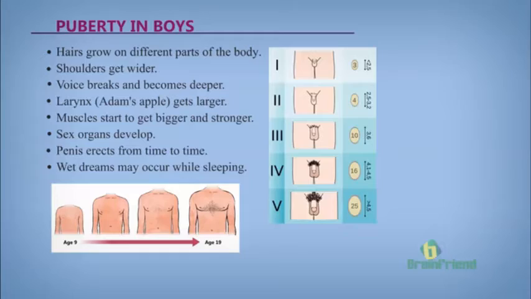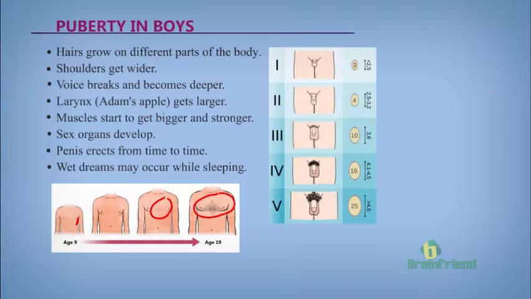For the boys, they have hairs that grow on different parts of their body, like the chest. From here, you have little hair growing on your chest. And then when you're now a full man, you have more hair on the chest. And then you also have hair growing at the armpit region. Gradually, you have more hair growing. Then your shoulders get wider. Your voice deepens and it becomes deeper like a man's voice. Then the larynx, which we also know as the Adam's apple, becomes longer as you grow.